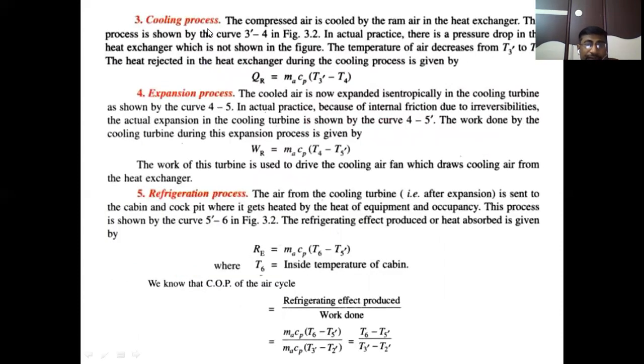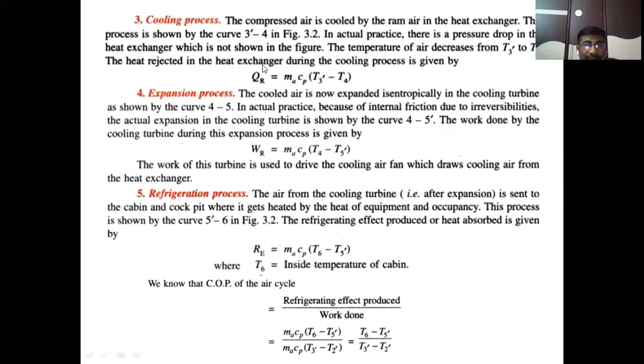The next process is the cooling process after compression. The compressed air is cooled by the ram air in the heat exchanger. The process is shown by 3 dash to 4. In actual practice, there is a pressure drop in the heat exchanger, which is not shown in the figure. Actually, when the air passes through the heat exchanger, a small pressure drop takes place. The temperature of air decreases from T3 dash to T4.